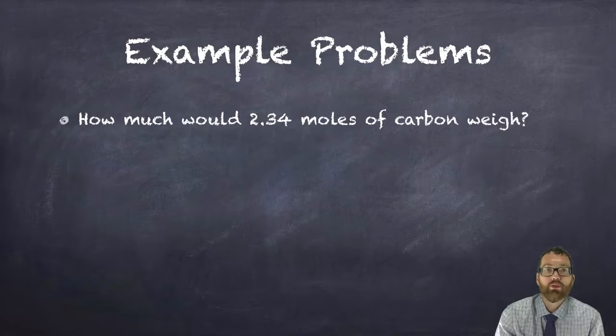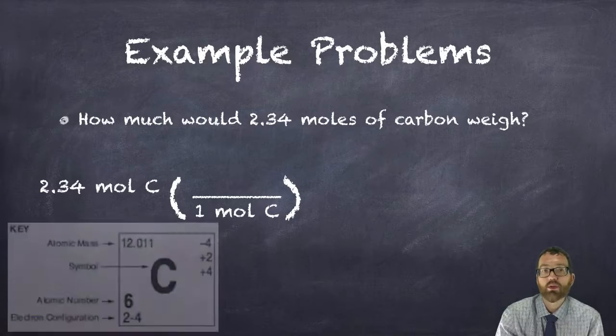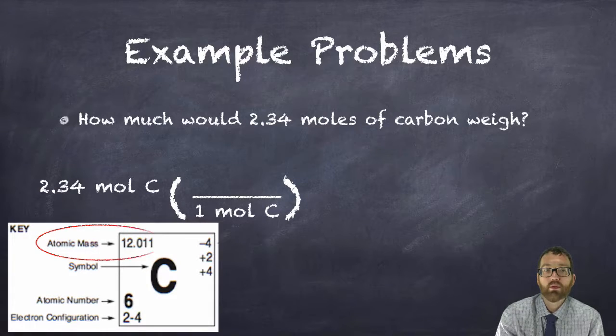How much would 2.34 moles of carbon weigh? So always start with what they give you, 2.34 moles of carbon. And then we're going to set up a conversion factor here. 1 mole of carbon is going to go on the bottom because I want moles and moles to cross off, but I want grams of carbon to be on the top. So you need to know how many grams of carbon there are in 1 mole of carbon. Well, that's easy. If it's carbon, we can just go to the periodic table and look for its atomic mass in the upper left-hand corner.